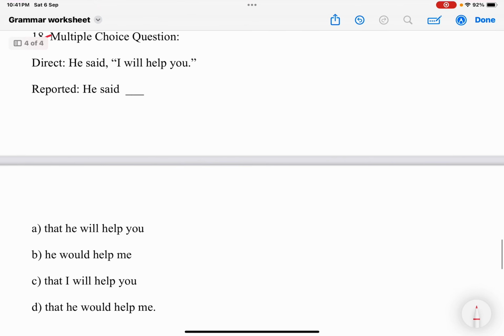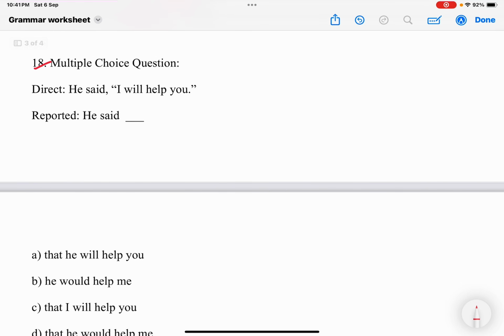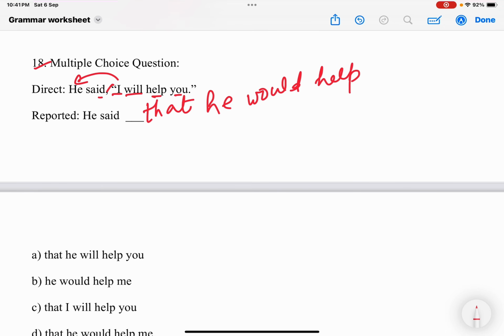Next one is multiple choice question. We are to choose the correct option. He said, I will help you. You can do one thing here. You can change the direct speech into indirect speech and then try to find out the correct option. So he said, inverted commas change into that. Then I is the first person, change according to subject. Will change into would, then help will remain the same. You is the second person, change according to object, but object is not given here. So we can change it into me, you, or him, or her, any of these.